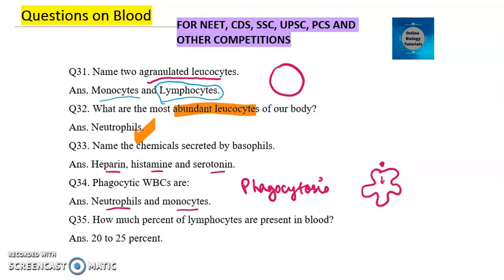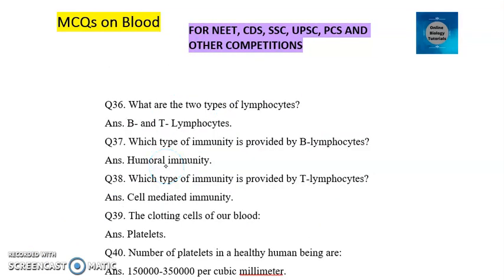Next question, how much percentage of lymphocytes are present in blood? So the answer is 20 to 25%. Question number 36, what are the two types of lymphocytes? So these are bone marrow derived B lymphocytes and the one that gets matured in thymus gland located in our chest, they are T lymphocytes. Question number 37, which type of immunity is provided by B lymphocytes? So it is humoral immunity.